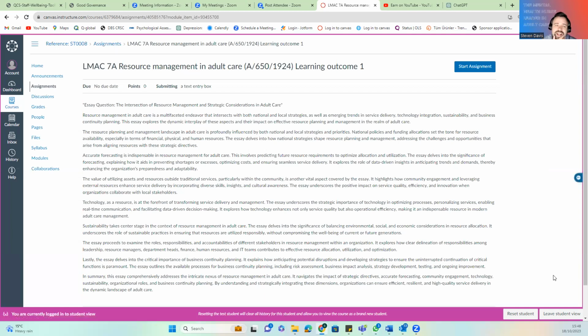So let's look at learning outcome 1, which is resource management. This essay question looks at resource management and strategic considerations in adult care. You're required to look at resource management in adult care, endeavour to look at both national and local strategies, as well as emerging trends in service delivery, technology integration, sustainability, and business continuity. This essay explores the dynamic interplay between those aspects of resource planning management in the realms of adult social care.